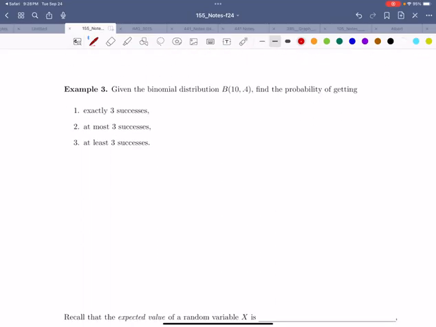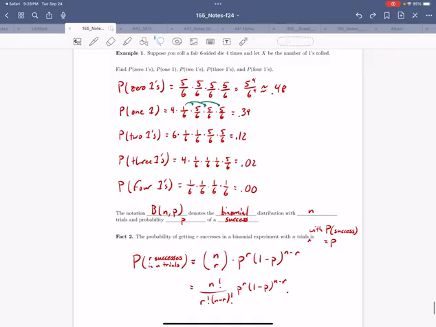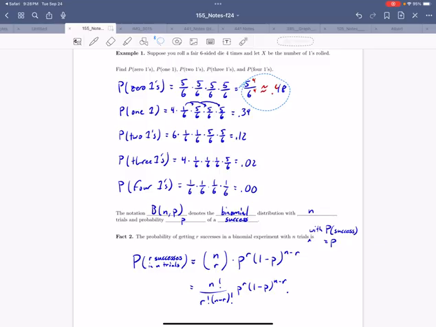Anyway, let us use this formula to find the probability of getting exactly 3 successes, at most 3 successes, and at least 3 successes for this situation, right? Where there are 10 trials and the probability of a success is 0.4. Oh, I don't know why I made this all red. Let me make this all blue. Whatever. I don't know how I switched colors and didn't realize it, but whatever. Well, let's make that blue as well.